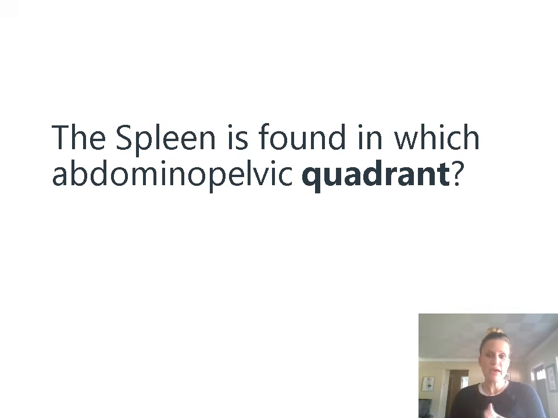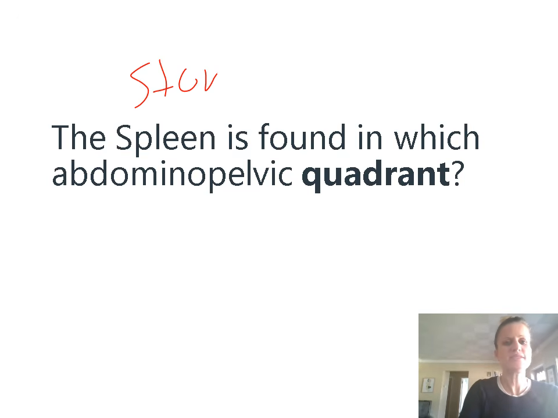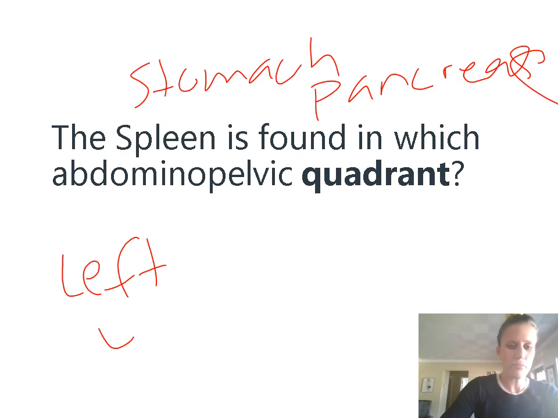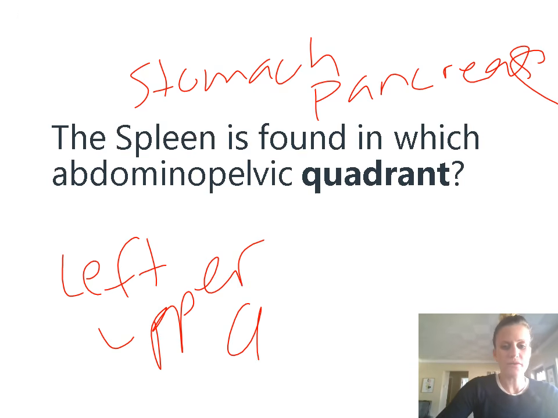The spleen is found in which abdominopelvic quadrant? So the spleen, also the stomach, and the pancreas, these are all really closely associated with each other. They're all tucked up next to where the liver is. So the liver is really big up on the right side, and then if you move towards the left, that's where you see all of these other organs. So these are up in the left upper quadrant.